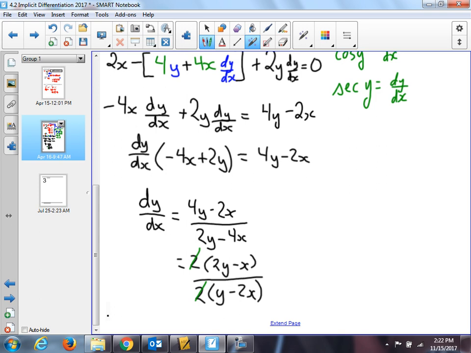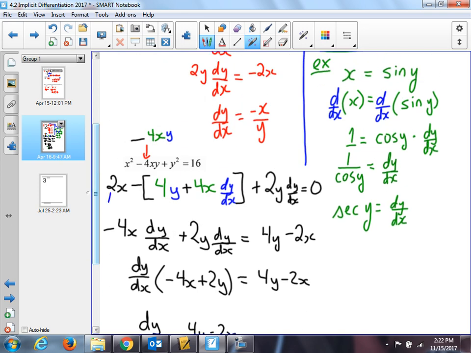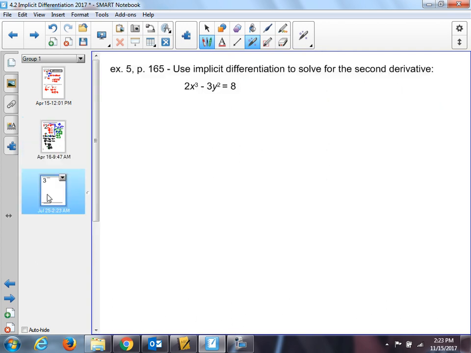Okay? Now, so the product rule is the whole reason why I'm doing this. It's a possible mistake. And then I wanted to try implicit differentiation for one more thing, and turn you loose again. Solving for the second derivative.